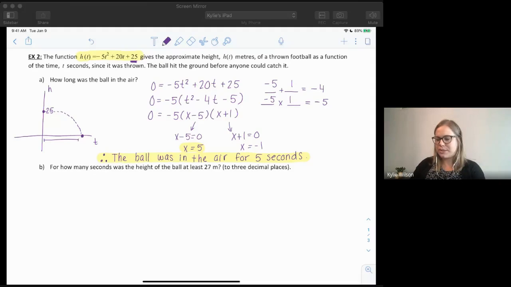Any questions about that one so far? Hopefully this is coming back from grade 10 because you definitely did a lot of this. So hopefully it's starting to come back to the front of your brain.